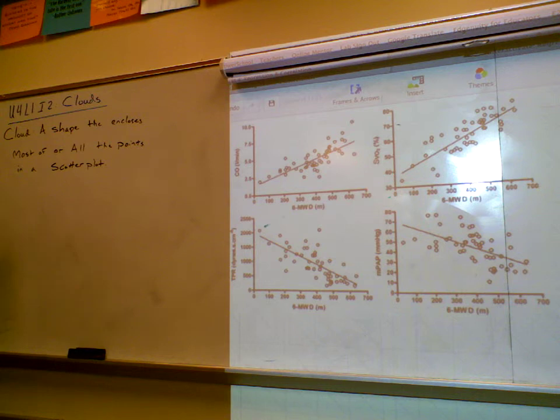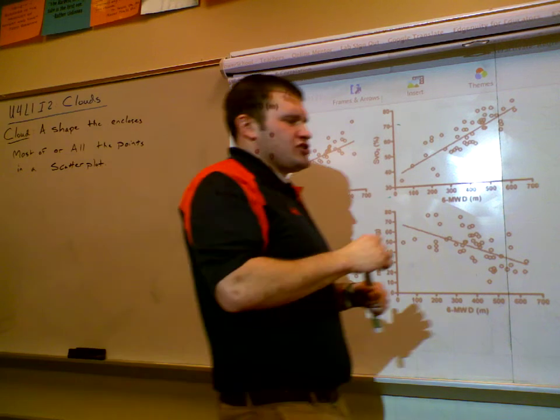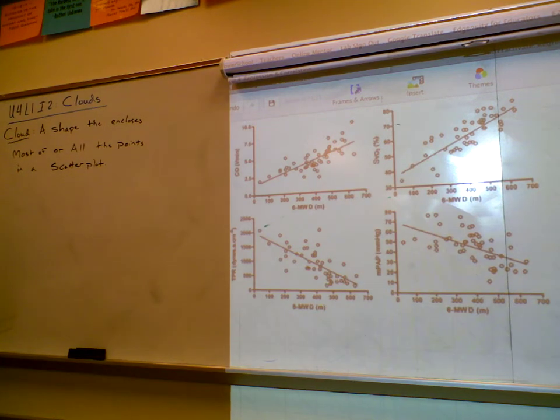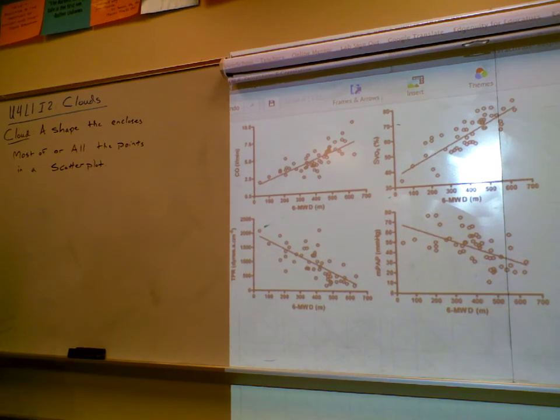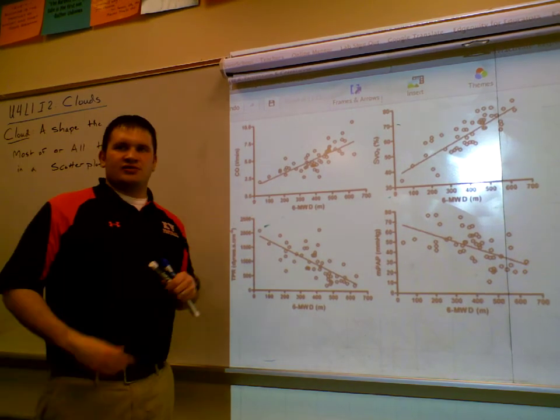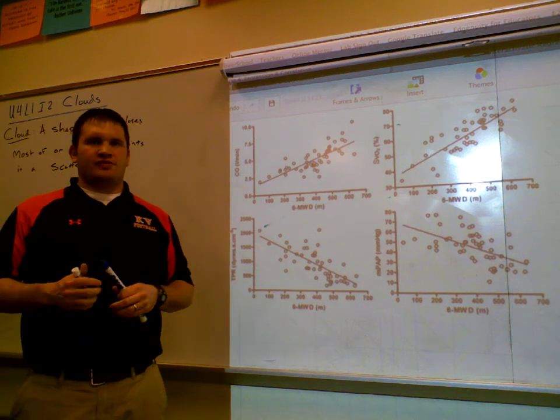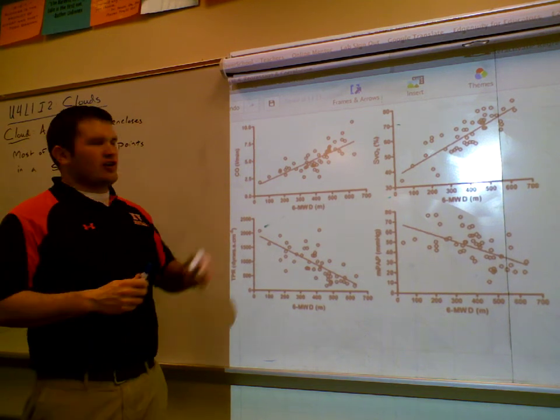Okay. All right. So it's a shape that encloses most of or all the points in a scatter plot. Right? So the shape of the cloud will tell us some interesting information about the scatter plot itself. So these first 4 pictures, these are ones that you have on your examples. Now, if I was going to draw a shape that encloses all of these points, what might it look like? A shape that goes around all these points, what might it look like?